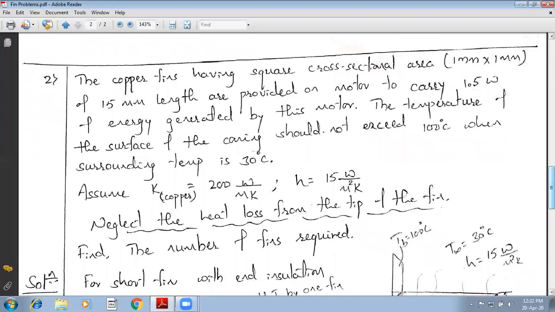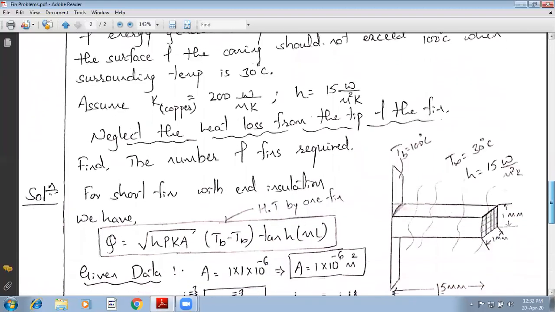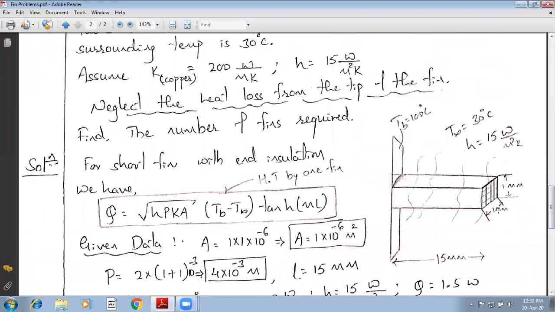Okay. Now let us come to the solution part. Now this is one fin which is shown here as per the dimensions given in the problem. So this is having a square cross section 1 mm by 1 mm. The length is 15 mm from the base. Now if you see, the base temperature is 100 degrees Celsius. This is nothing but the surface of the casing. Some fluid is flowing over here and that temperature is 30 degrees Celsius.